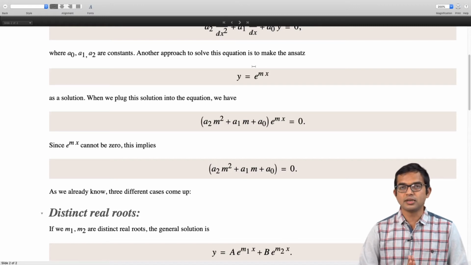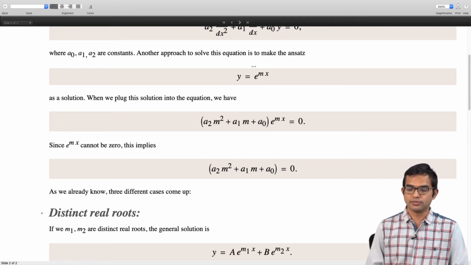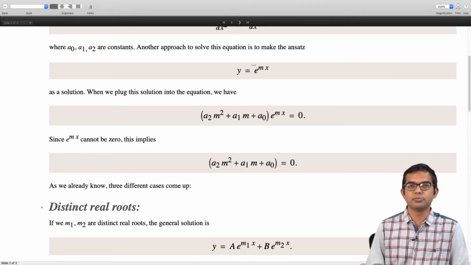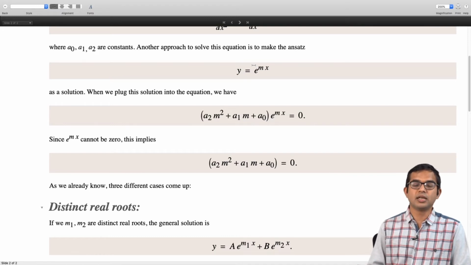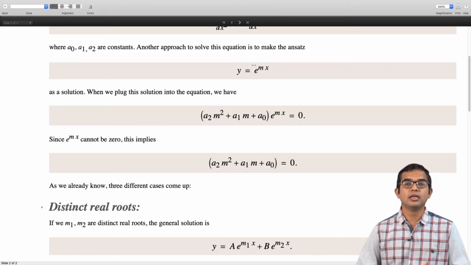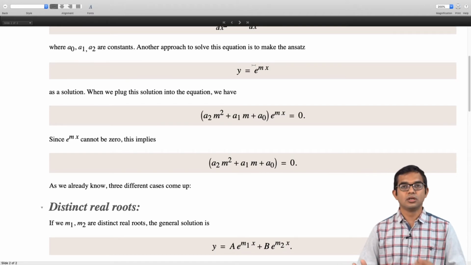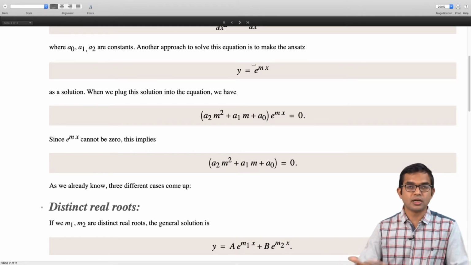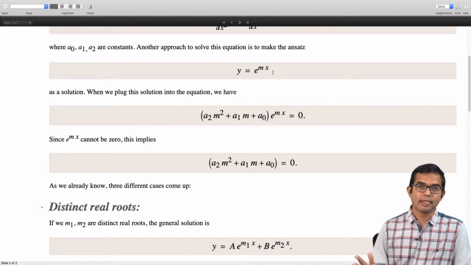These are distinct and linearly independent solutions. So in fact the general solution for this problem is simply y is equal to a times e to the m1x plus b times e to the m2x. It's a linear second order differential equation, so it cannot have more than two linearly independent solutions. It has exactly two of them, and so there are these two arbitrary coefficients a and b, which will be fixed depending upon the initial conditions or boundary conditions.